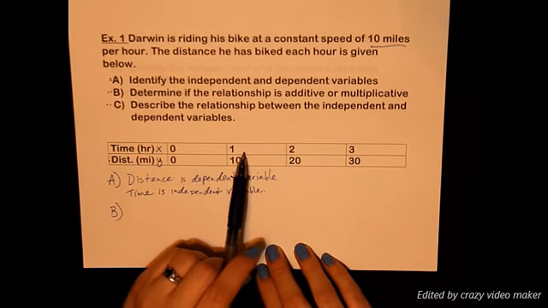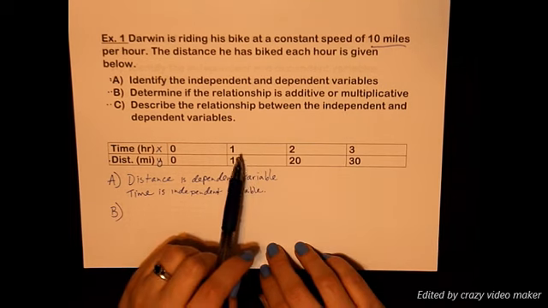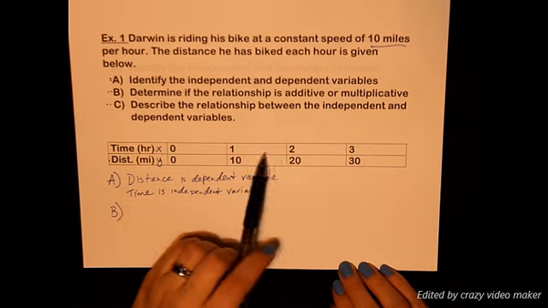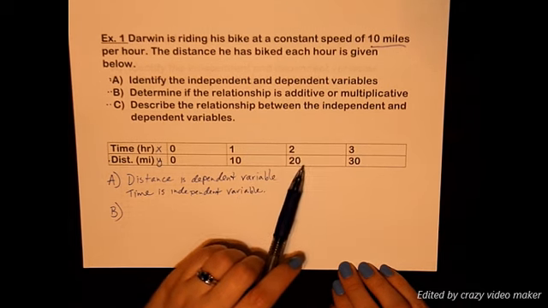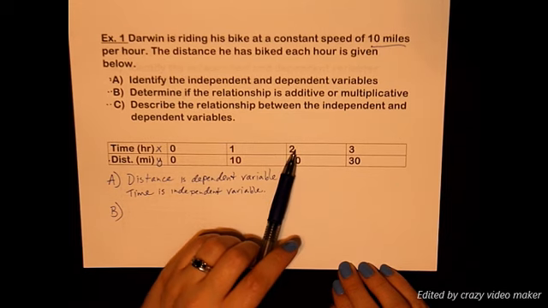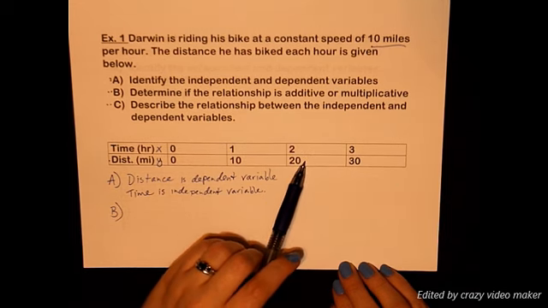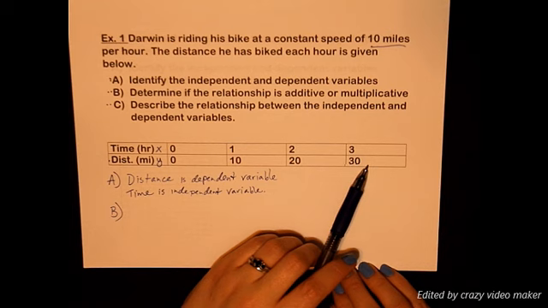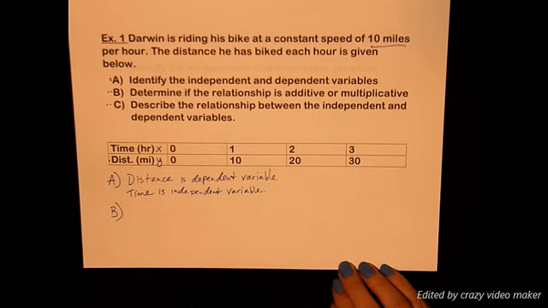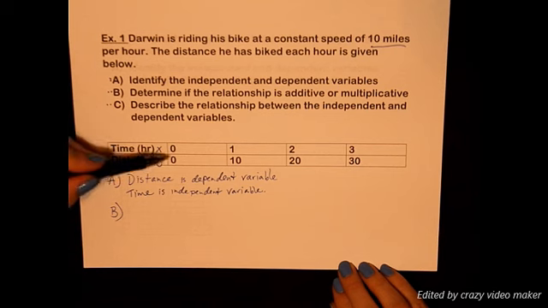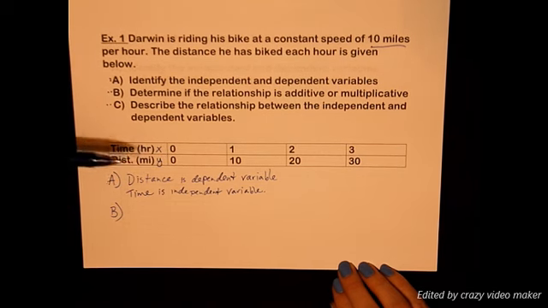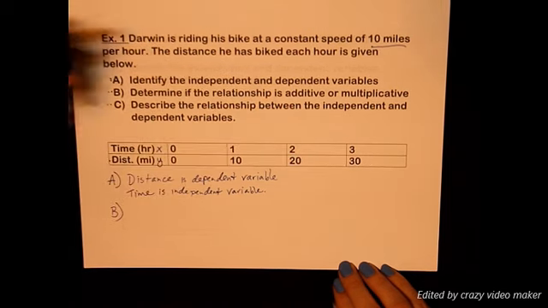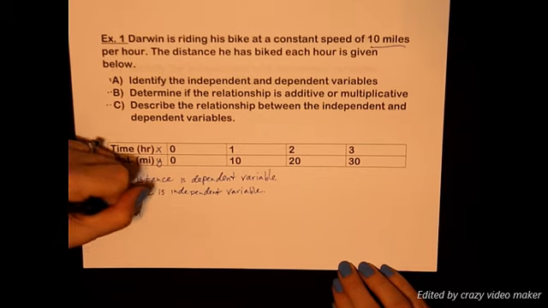Now we look here. 1, how do we go to 10? Well, I could add 9, or I could multiply by 10. Let's look at our next one here. If I take 2 and I add 9 to it, am I going to get 20? No. If I take 2 and I multiply it by 10, will I get 20? Yes. 3 times 10, does that give me 30? Yes. So we can see that we have a multiplicative relationship. Number 1, because it's going through the origin, 0, 0. And number 2, you take your x value and you're multiplying it by 10 each time. So it is multiplicative.